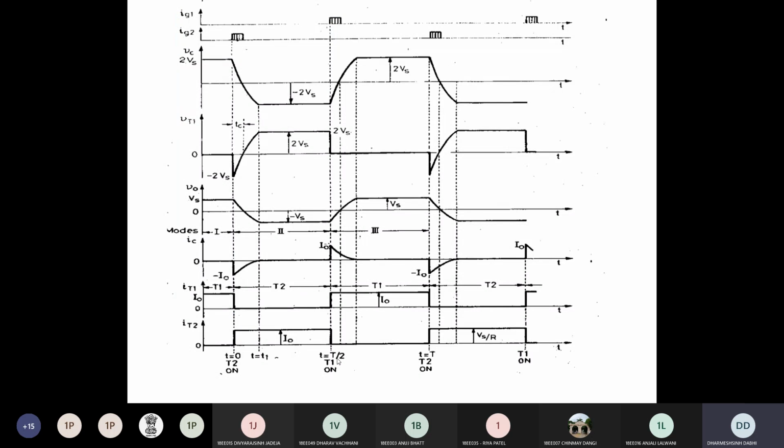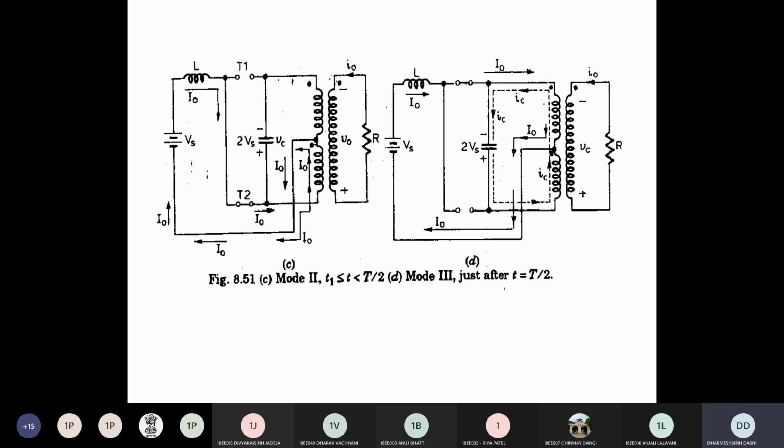At T equal to T by 2 instant, what will happen? You again fire the T1. In between this instant, you can see your capacitor voltage stays as it is. Your voltage across the thyristor is positive 2 Vs because that is applied now. The positive of the capacitor is connected with the anode of T1 and the negative is connected with the cathode of T1. So 2 Vs, a positive voltage, comes across T1.